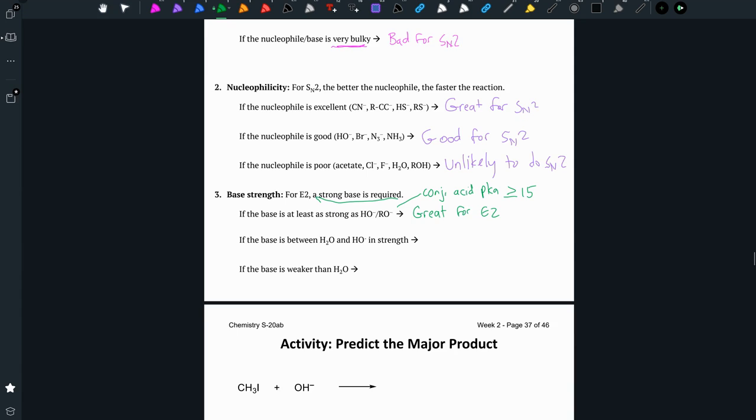When we have bases where the conjugate acid pKa is between 0 and 15, that's just okay. And it makes E2 unlikely, but you might see it in some rare occasions. And then if the base is weaker than H2O, then definitely no E2 possible.